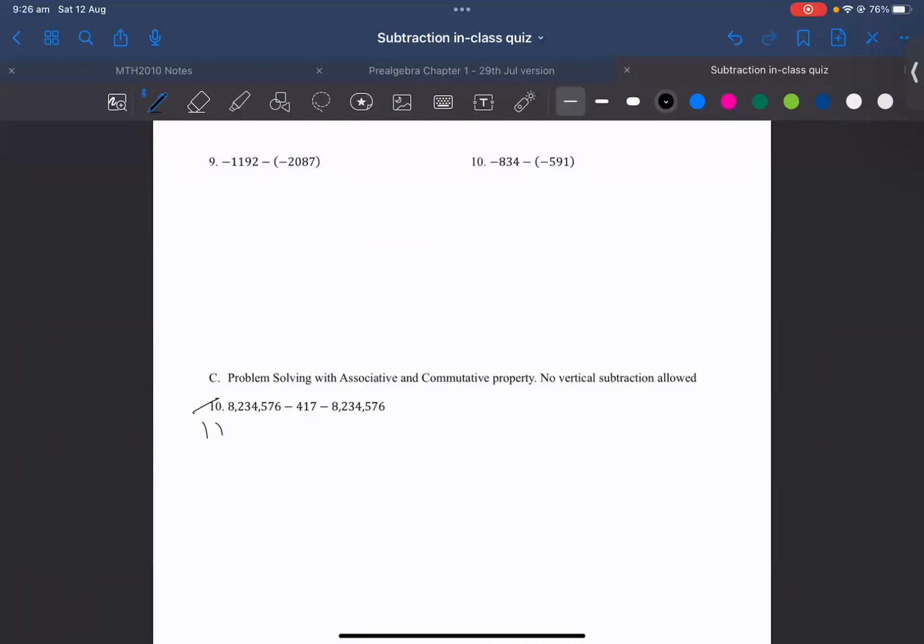If you're stuck, draw the number line, see where the numbers are gonna go, you get an idea of what's going on.